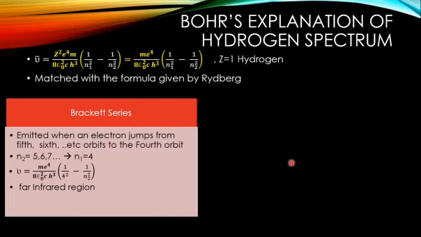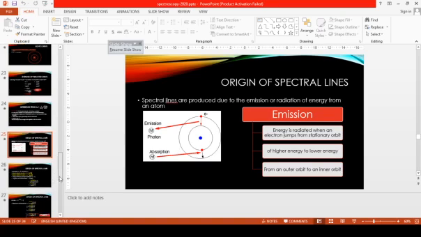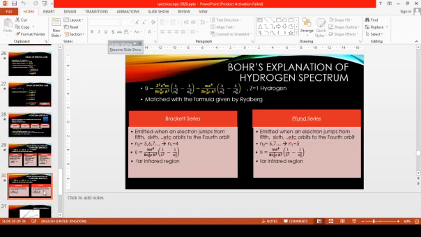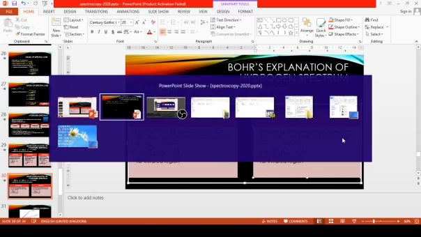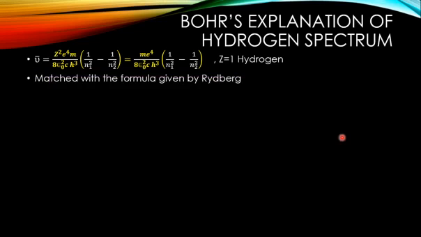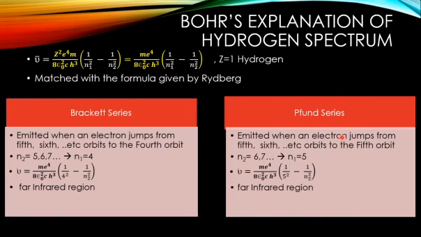And the Brackett series is for all the higher orbit transitions to the fourth orbit. And there is a correction to the Pfund series. It is actually the fifth orbit, transitions to the fifth orbit, which happens in the far infrared region. So this is how Bohr explained the hydrogen spectrum.